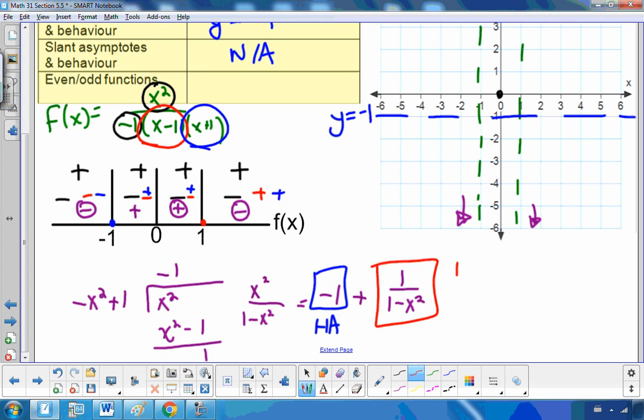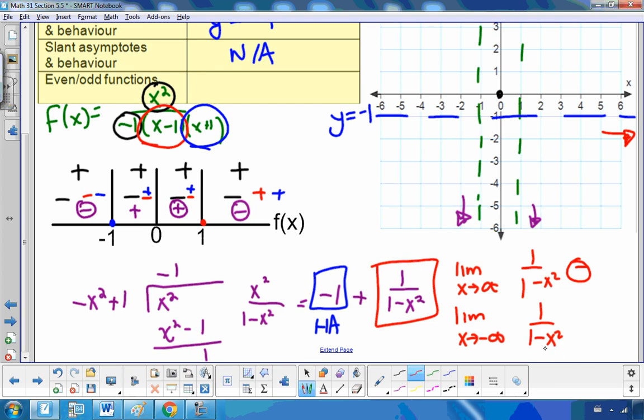So I'm going to look at the limit as x approaches positive infinity of 1 over 1 minus x squared, and the limit as x approaches negative infinity of 1 over 1 minus x squared. In this first example, if I were to put in a positive number, I would have 1 over 1 minus a really big positive number. So that is going to be negative, which means my right end will be below the horizontal asymptote. If I put in a negative number, I'm going to have 1 over 1 minus a negative number squared, which is still positive.